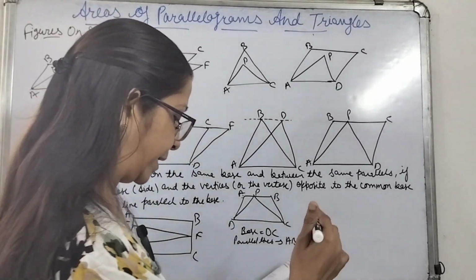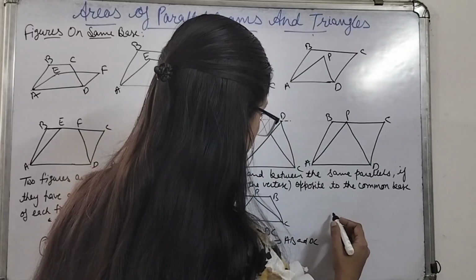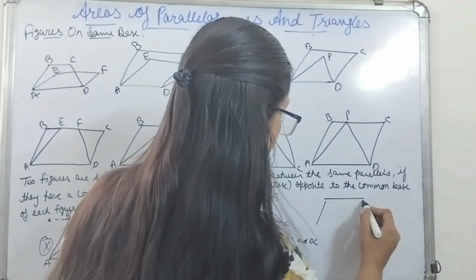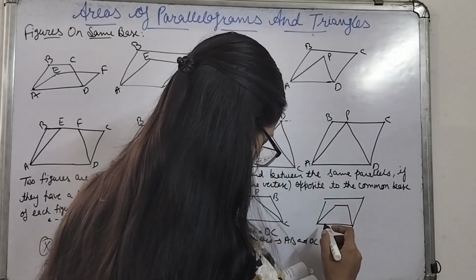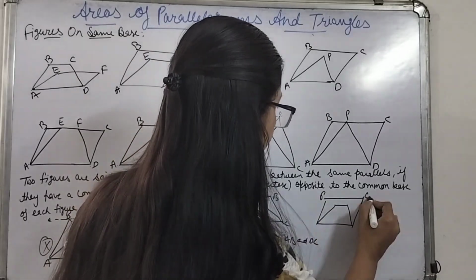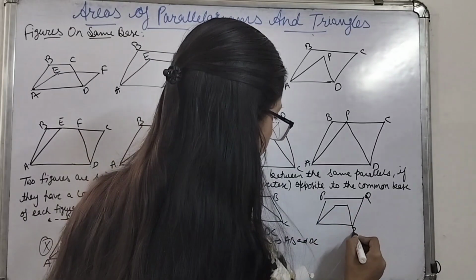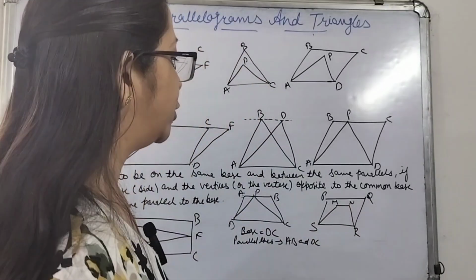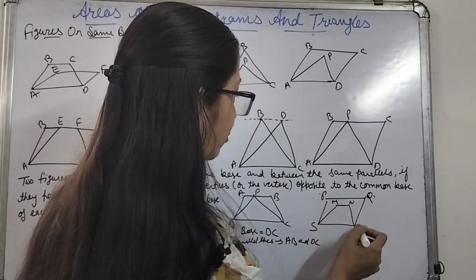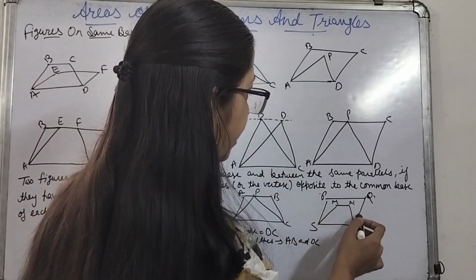Now let's take the second example, second question. The figure is like this. This is your P, Q, R, S. This is your M and N. See both the two figures. One is your PQRS, another is your SMNR.